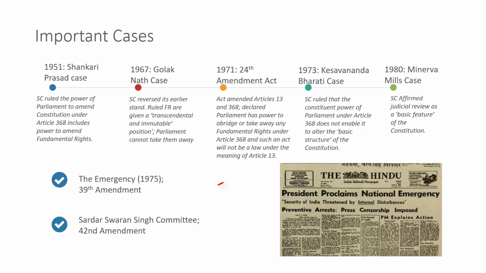However, within less than 2 years of the restoration of Parliament's amending powers to near absolute terms, the 42nd Amendment was challenged before the Supreme Court by the owners of Minerva Mills, a Sikh industrial firm which was nationalized by the government in 1974. In this case, the Supreme Court affirmed judicial review as a basic feature of the Constitution.